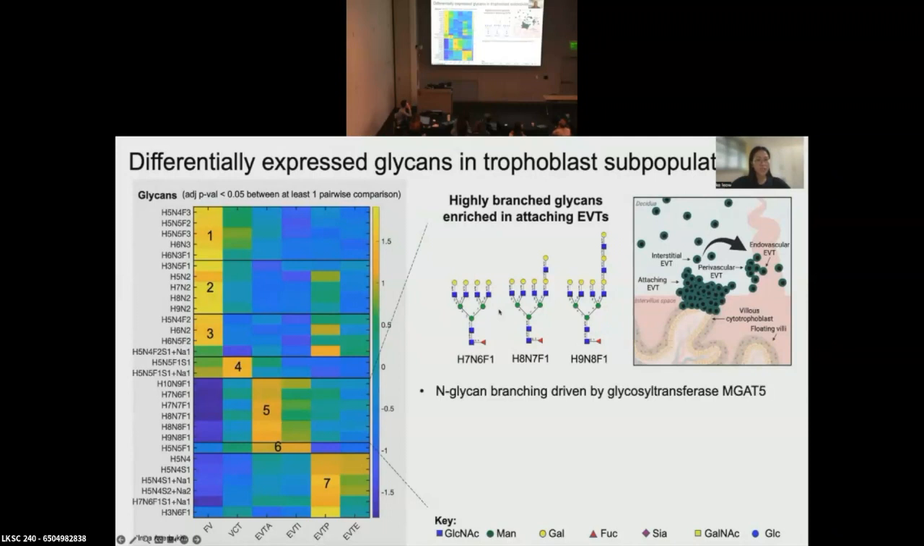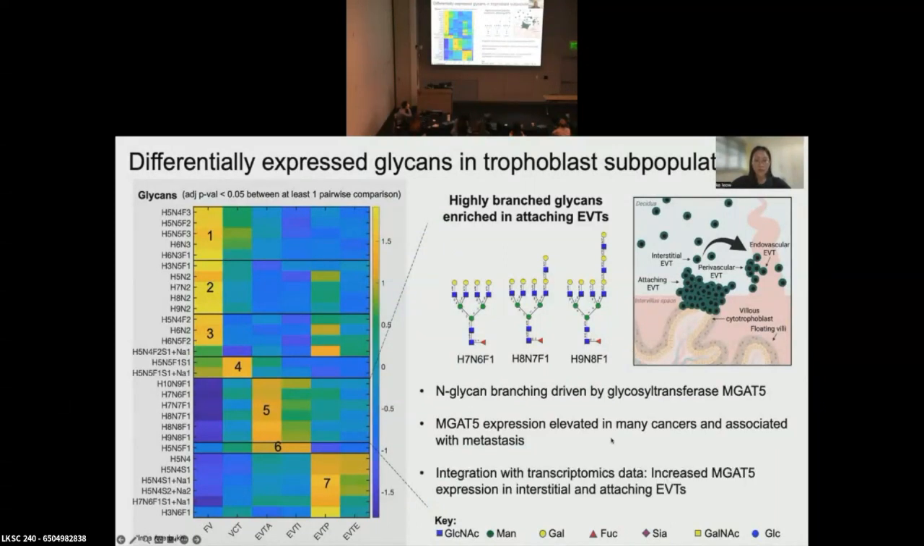These highly branched glycans are interesting because we know that they're driven by an enzyme known as MGAT5 that has been associated with metastasis and is upregulated in many cancers. Our preliminary analysis in transcriptomics suggested that MGAT5 expression was upregulated in the attaching trophoblasts, which would suggest that highly branched glycans and MGAT5 could have a pro-invasive role in placenta invasion.